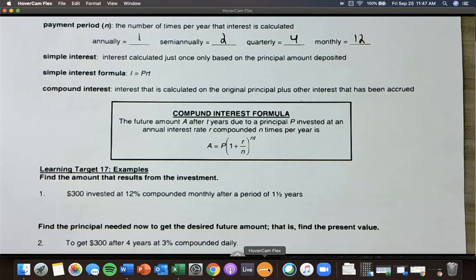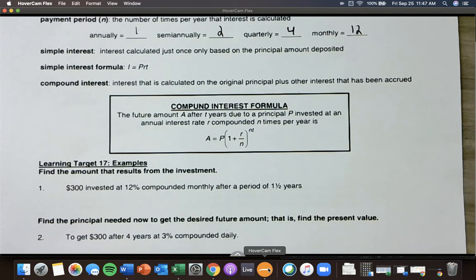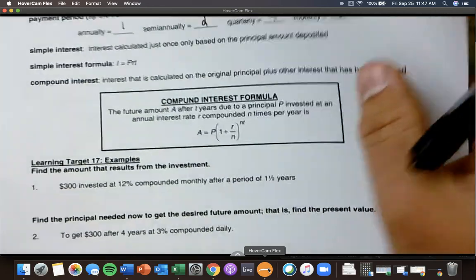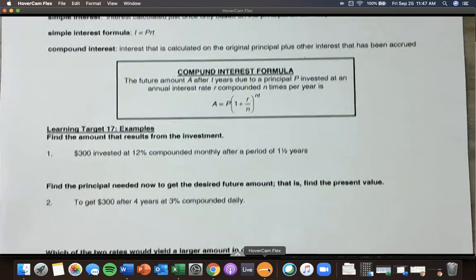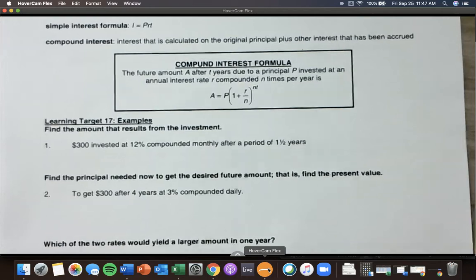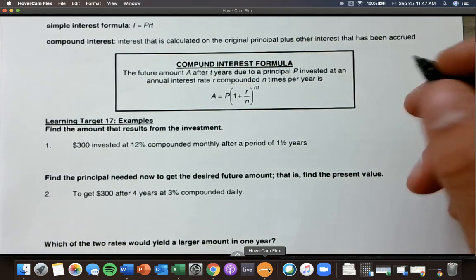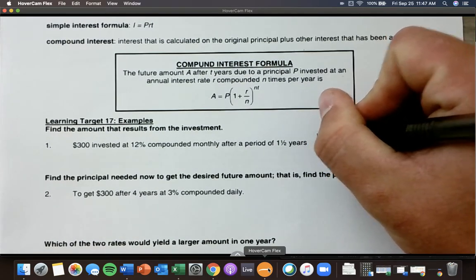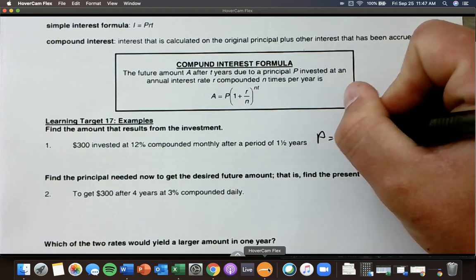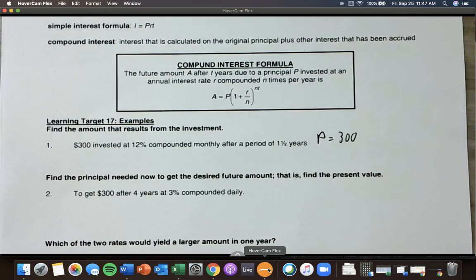For number one here, it says $300 invested at 12% compounded monthly after a period of 1.5 years. We're trying to find out how much resulted from the investment. So maybe we're starting a new bank account and we're investing $300. That's going to be our principal, so we can write that as our P. P equals 300.